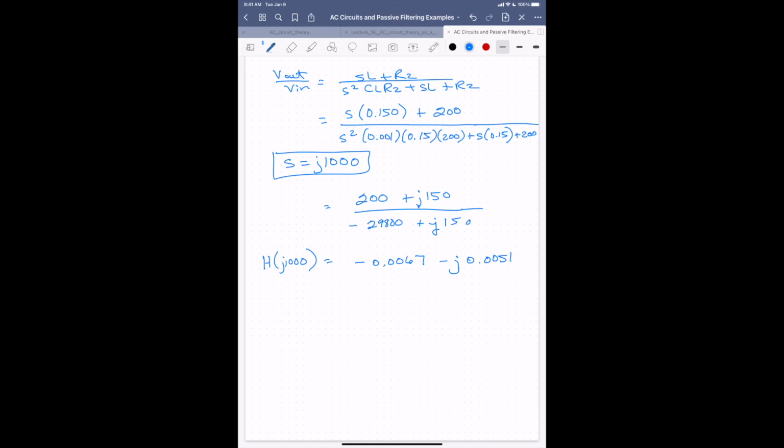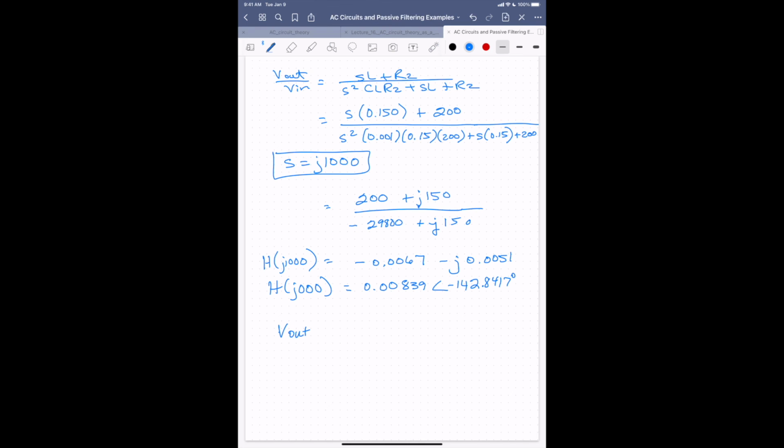The next step is to do our multiplication. Just to give you an intermediate value here, if we want to convert this to polar form, we plug in the numbers, do the conversion, and we end up with 0.00839 at an angle of minus 142.8417 degrees.